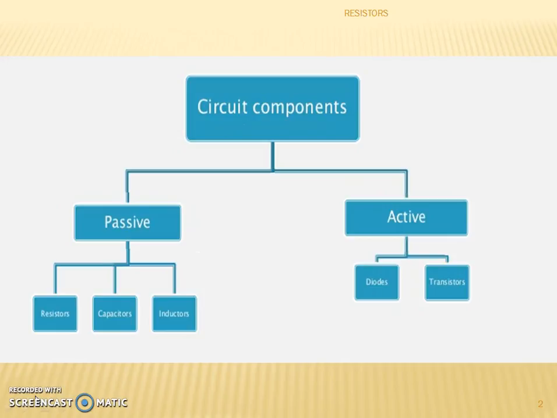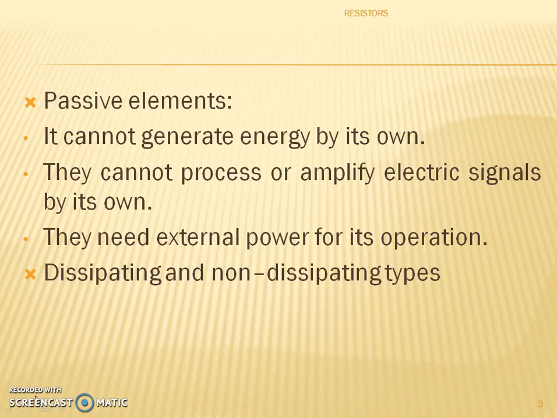That is, the circuit components are basically passive and active. In passive, it comes resistors, capacitors, and inductors. In active components, it comes diodes and transistors. Now we have definitions for the passive elements.